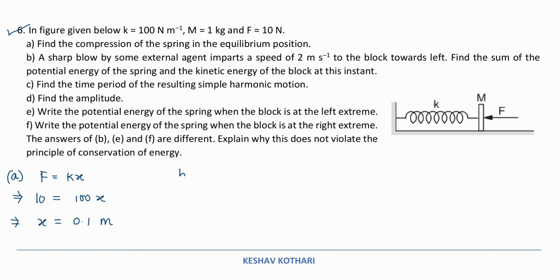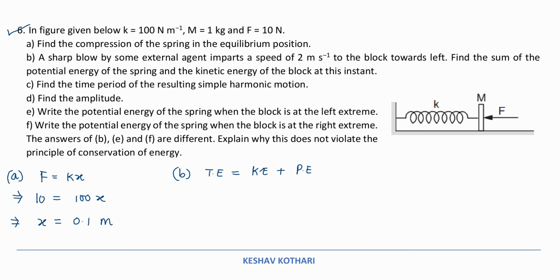Now in the second part, that is B part, the problem is asking: a sharp blow by some external agent imparts a speed of 2 meter per second to the block towards the left. Find the sum of the potential energy of the spring and kinetic energy of the block at this instant. So over here at this instant, the spring already has the compression generated because of the applied force, which is equal to 0.1 meter. And 2 meter per second impulse velocity is imparted to the block, due to which it will start executing SHM. So the total energy will be due to kinetic energy and spring potential energy. So it will be due to these two aspects.